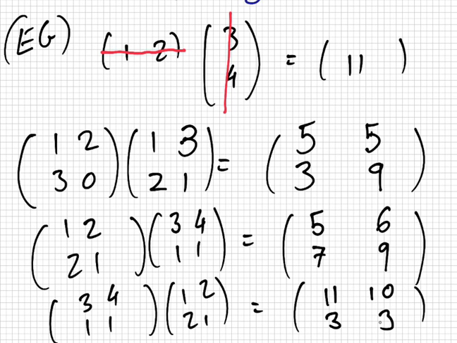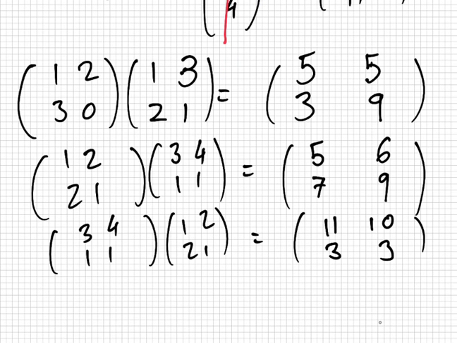Now, what's the point I'm making with this example? Very good. If I call this A and this B, you can see that this one's B and this one's A. But look, you get different answers.